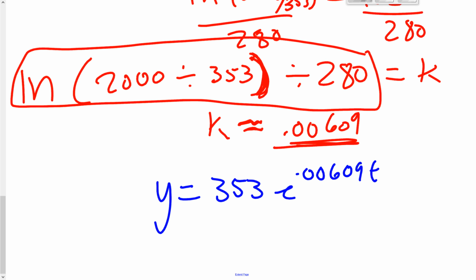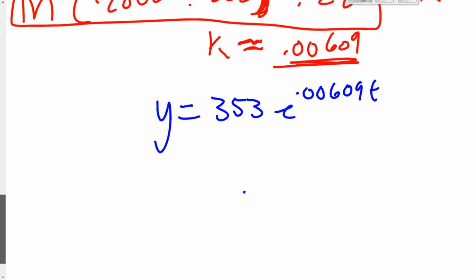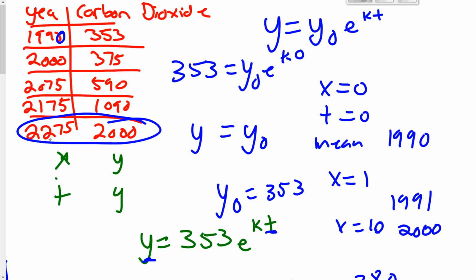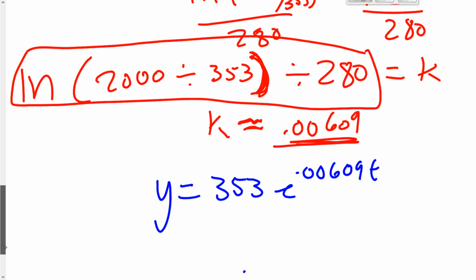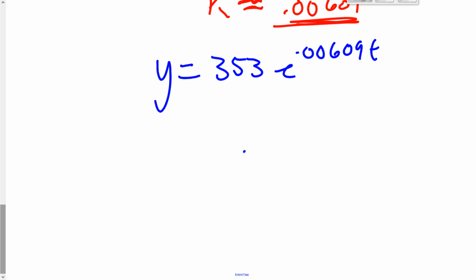but we just want to make sure that when we do this, we are in between those years, right? We don't really want to put in numbers beyond 2,275. Because our k was found using these numbers, we're going to be more accurate if we pick dates in between. So I think the next part of the question asks for the year.